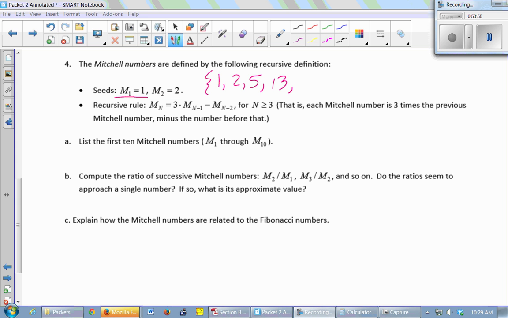I gave you the first two numbers in the list. I said, these are the seeds. The first number in the list is 1. The second number in the list is 2. Then use this rule.